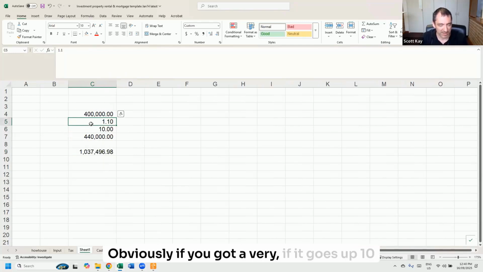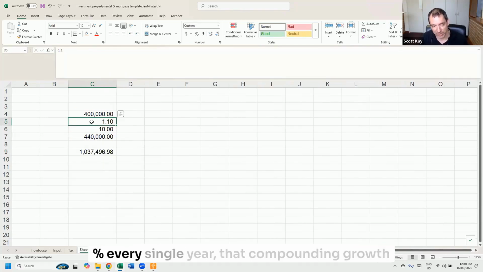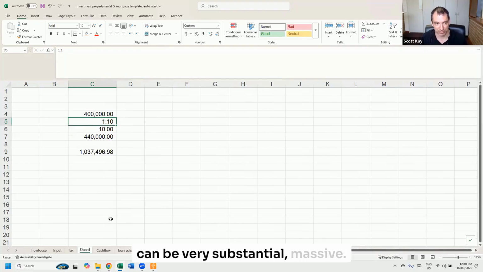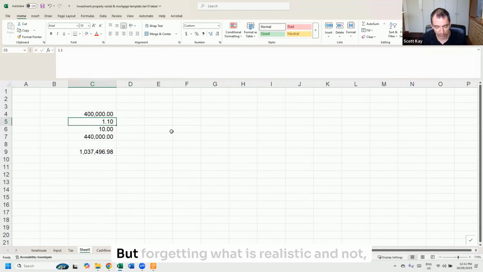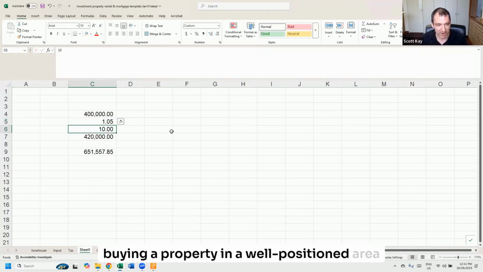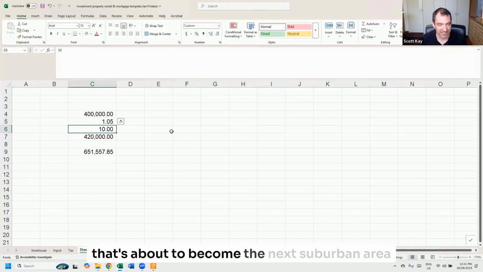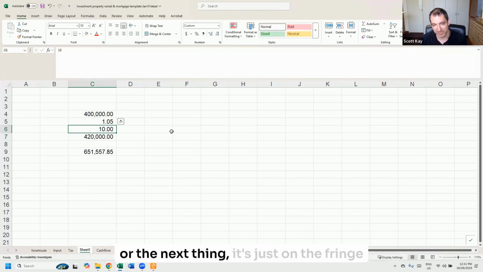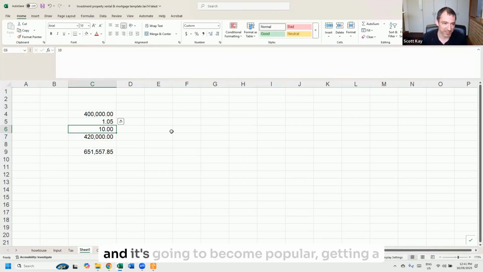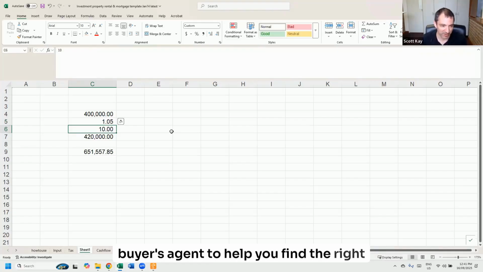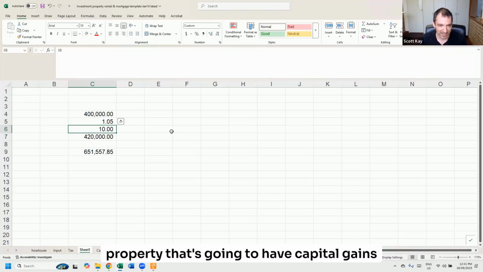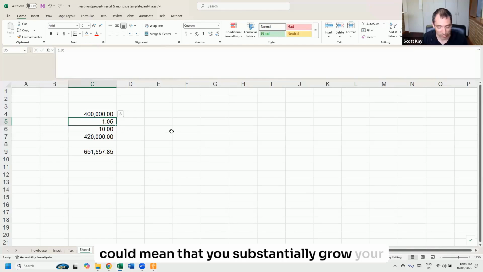Obviously, if it goes up 10% every single year, that compounding growth can be very substantial, massive. But forgetting what is realistic and not, buying a property in a well-positioned area that's about to become the next suburban area or the next thing, or it's just on the fringe and it's going to become popular, getting a buyer's agent to help you find the right property that's going to have capital gains could mean that you substantially grow your wealth and your asset base because of that.